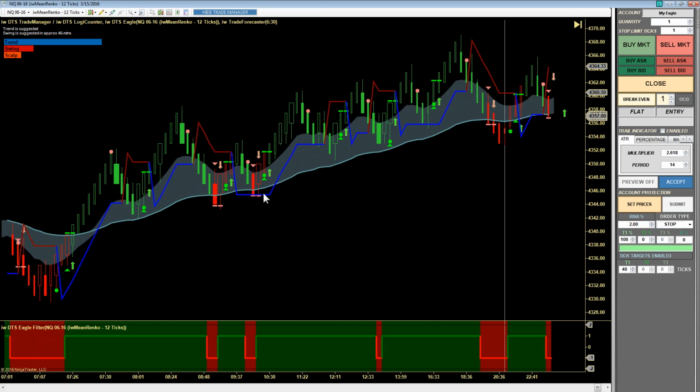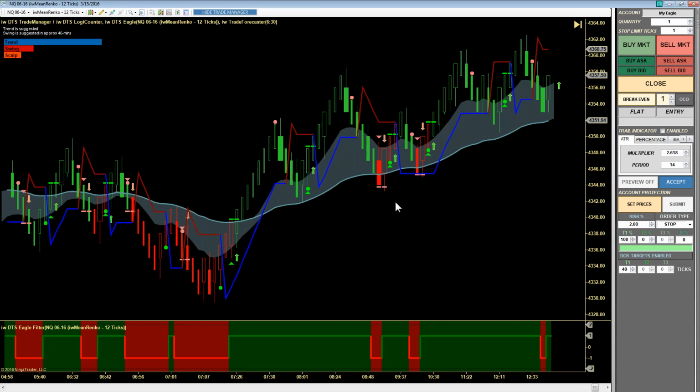High probability signal on the Eagle. You can see the market drifts into the hard edge. The bar color actually changes to red, but we end up producing a buy signal. Notice we've got green warning dots, triangle, hash marks, and we had some decent follow through after that, albeit it was a little choppy.